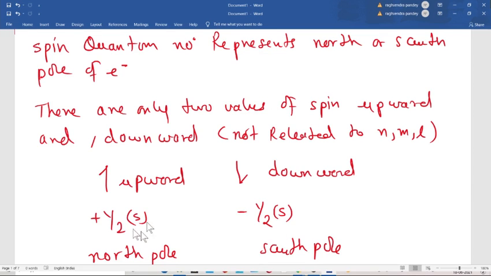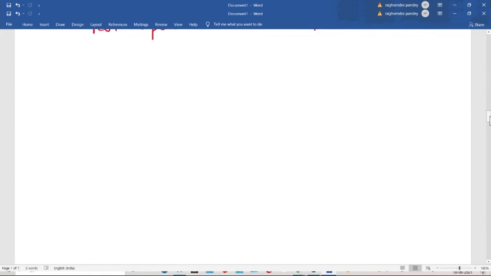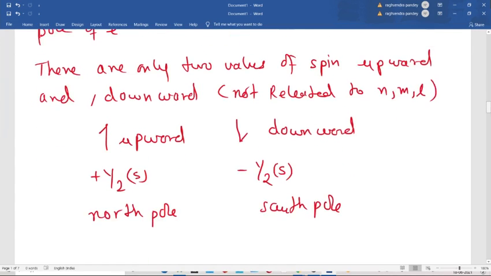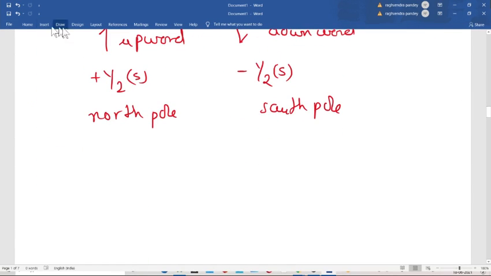So plus half (s) in the bracket, s means spin quantum number. Minus half (s) in the bracket means spin quantum number is minus half. It is downward, producing south pole. That's it, and it is nowhere related to n, m and l values. So spin is that much. It is small, nothing you have to do. Now let's go on to our next topic.